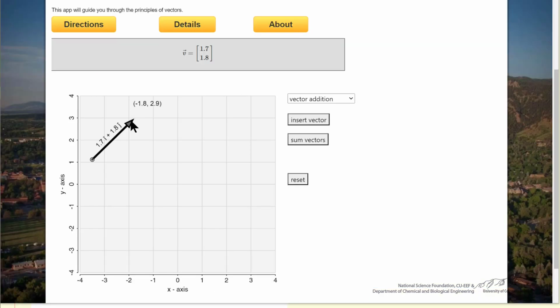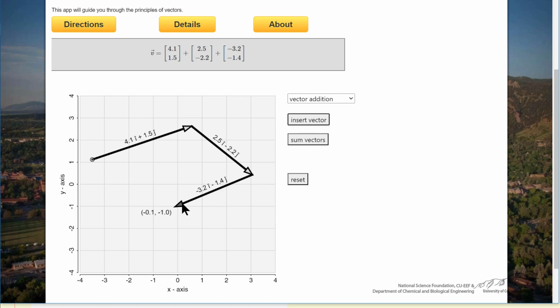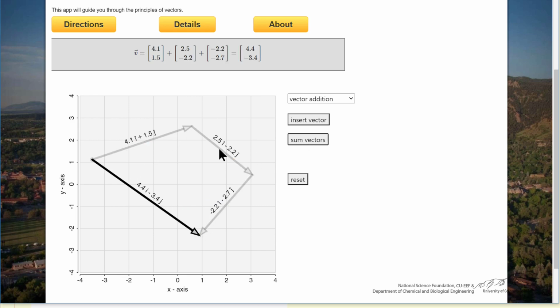So here we're looking at a vector, and we can move to select the length and the angle. If we move the point over the vector, then it gives the x and the y components of the vector. We can now insert a second vector, and again change its properties. Again, we can see the x and y components, and let's add one more. Now when I sum vectors, the net effect of these three vectors is this one.